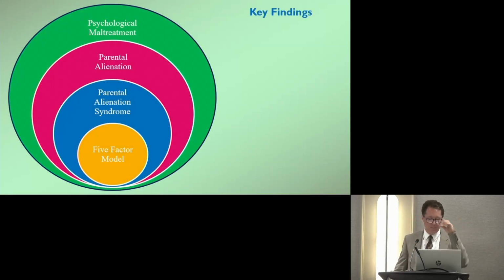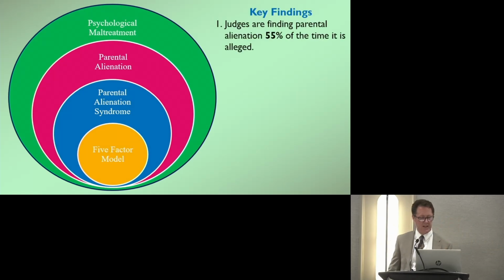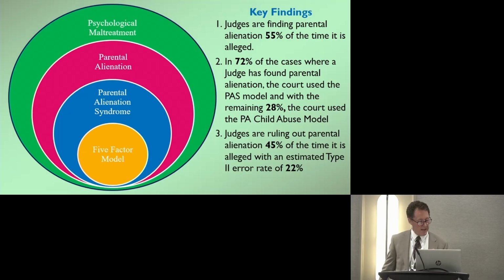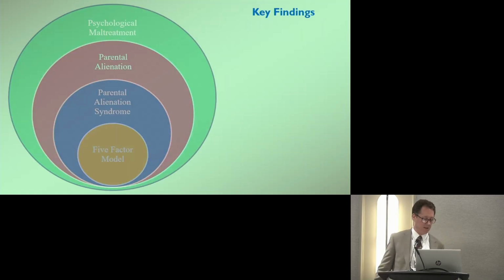So to recap, so we can get to some questions and answers, our key finding is that judges are finding parental alienation 55% of the time it's alleged. In 72% of the cases where a judge found parental alienation, the court used the PAS model, and with the remaining 28%, the court used the PA child abuse model. Judges are ruling out parental alienation 45% of the time it is alleged, with an estimated type 2 error rate of 22%. Now, it could be lower, it could be higher. We've only gotten through 15 states.